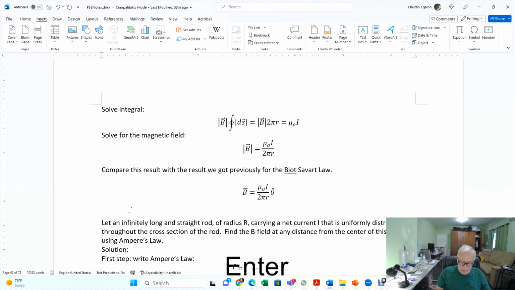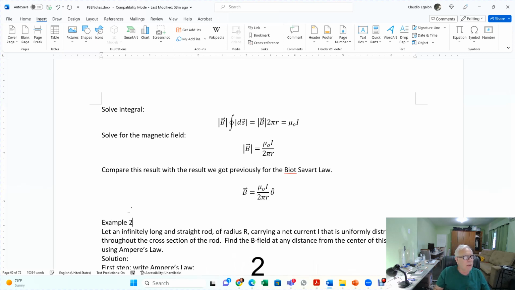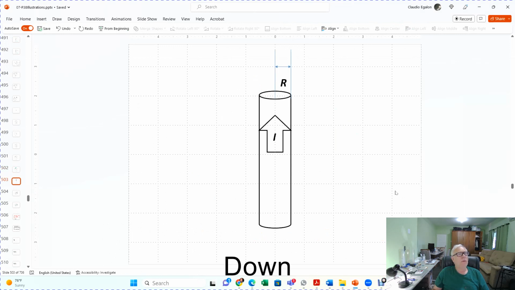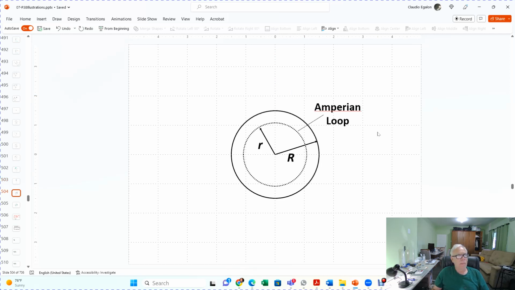Now another example. Here you go. We're going to do another example here. Example 2: a wire with a finite cross section which has a radius r. Let's take a look at the next one. We have this wire carrying a current. It has a finite radius r. And the current is uniformly distributed in this cross section. Okay, right here. Uniformly distributed in this cross section.